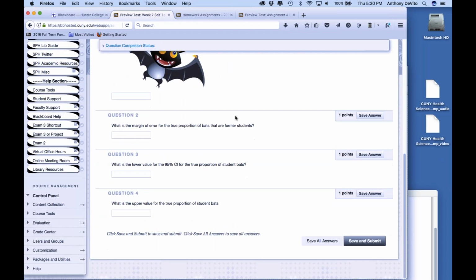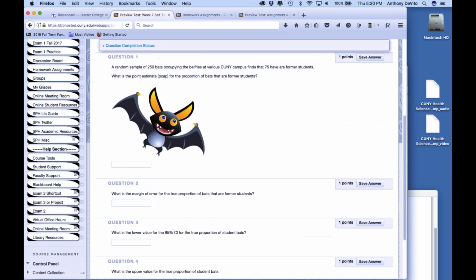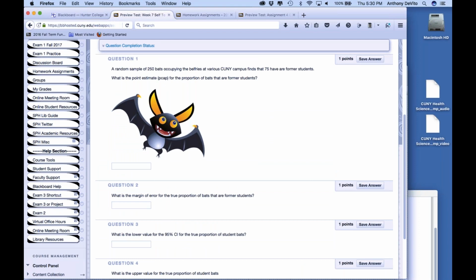Okay. What is the margin of error for the true proportion of bats? It's 1.96 times the standard error. So if you know 75 over 250 is the proportion, what does that come out to be? That comes out to be maybe 0.25. Then you know that the standard error is 0.25 times 0.75 over the sample size, which was 250. Find the square root of it. Now you know the standard error. The margin of error is 1.96 times the standard error.